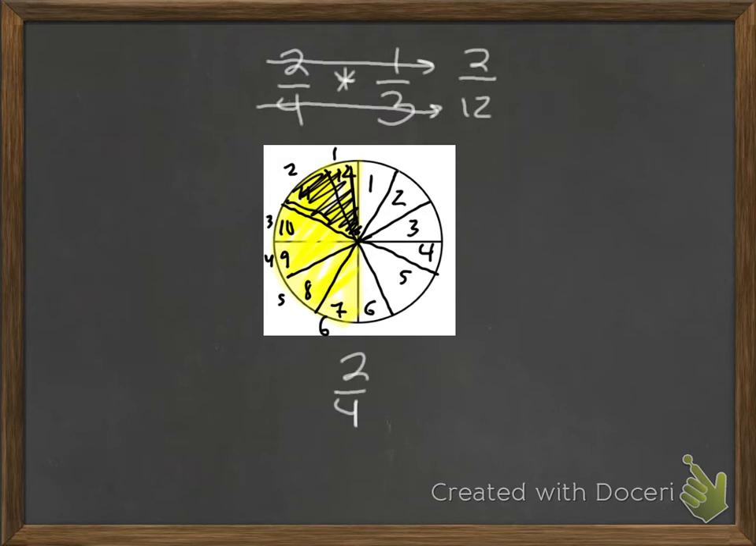However, something interesting happened here, right? 2 over 12 is not reduced. We always have to reduce fractions. Okay, in this case, we can divide top and bottom by 2, and we get 1/6.